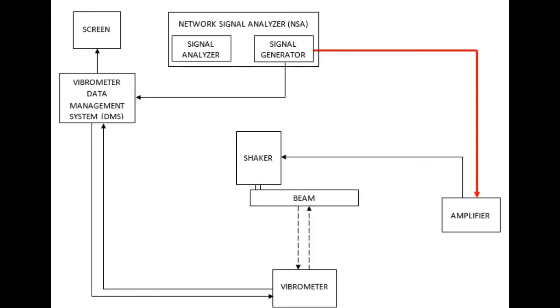To begin the mode shape determination experiment, we configure the NSA to output a sinusoid at each resonant frequency. This signal is amplified and then converted into a displacement at the shaker. At the same time, the NSA outputs the same signal to the vibrometer DMS. The output directs the vibrometer to scan the surface of the beam at an array of locations to measure the displacement. Lastly, the vibrometer DMS processes the output, displays the results, and records the data for further analysis.